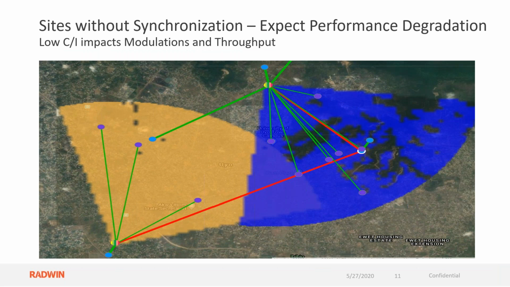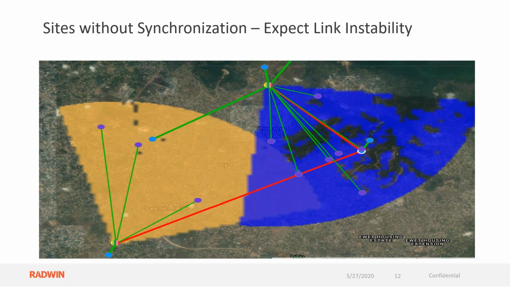The next slide shows you that there are links which are not synchronized. Those are the red ones. The link is red because of lack of synchronization. It means that point-to-point links are disturbing the point-to-multipoint links and causing interference. As we explained before, interference means performance degradation. Lower C2I impacts modulation and throughput. It will impact the throughput, it will impact the stability of the link.